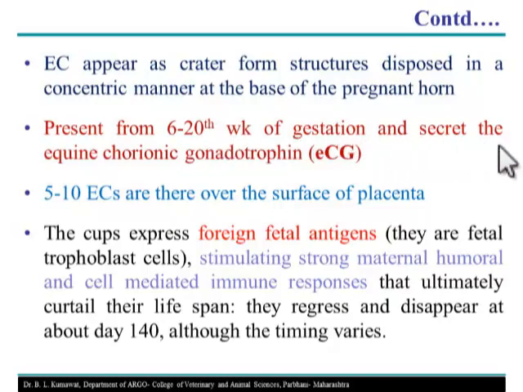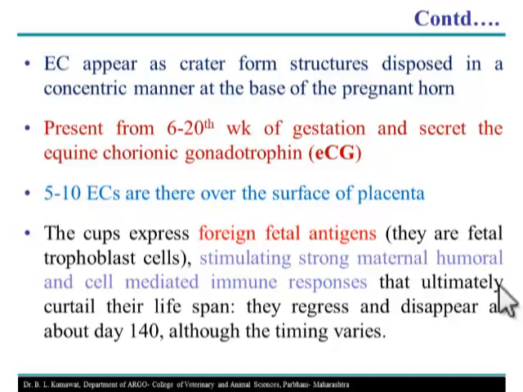And one of the most important biological functions of these endometrial cups is the secretion of equine chorionic gonadotropin, that is eCG. If we talk about the number of endometrial cups, they are around 5 to 10 in number at the surface of the placenta for one fetus. If there are twins, then the number of endometrial cups will be double, and even the amount of eCG secreted by them will be higher in concentration.